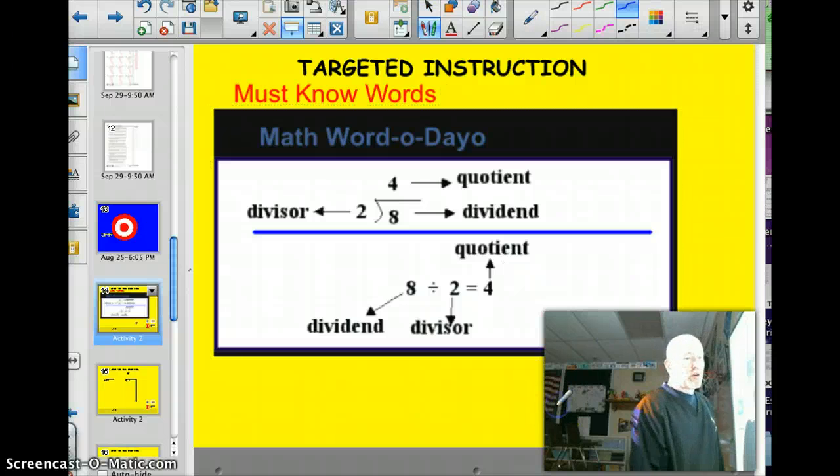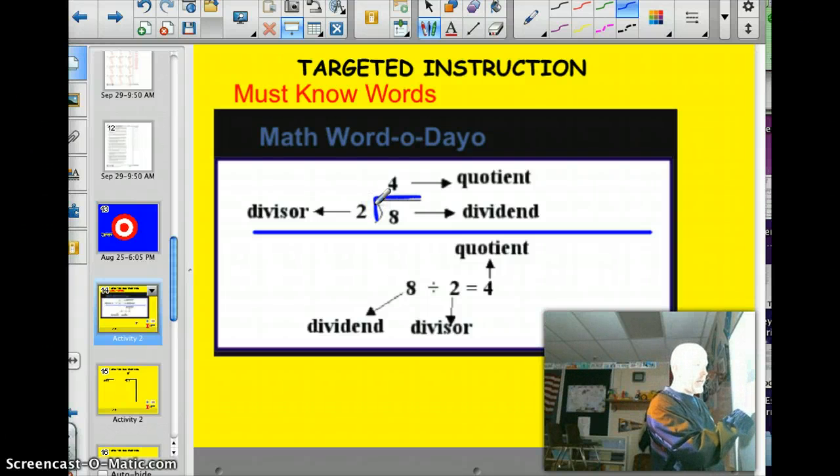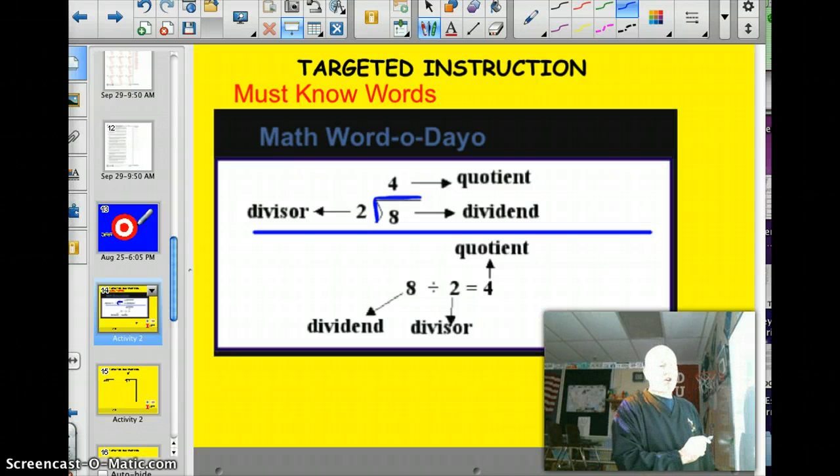Three very important words to know when talking about division. First of all, the number that's inside the little house or the bracket is the dividend. There we go. The number that's outside that you're dividing by is your divisor. So you're going to take 8 divided by the 2. And then your number up top is, of course, your answer.